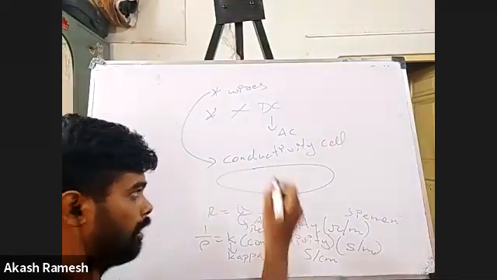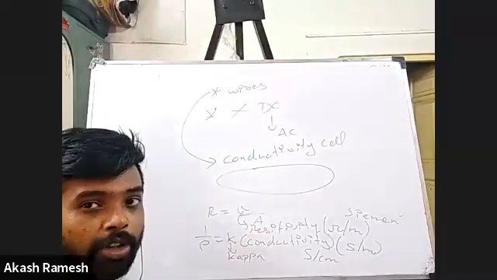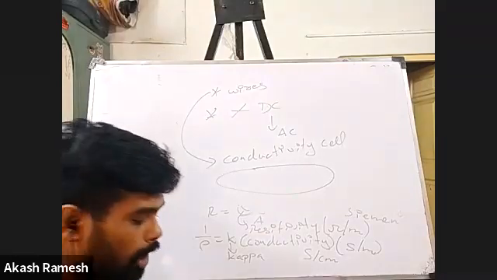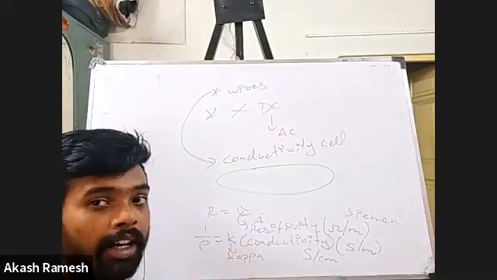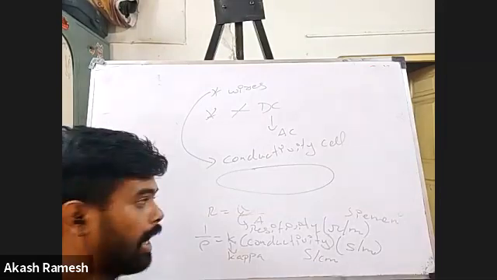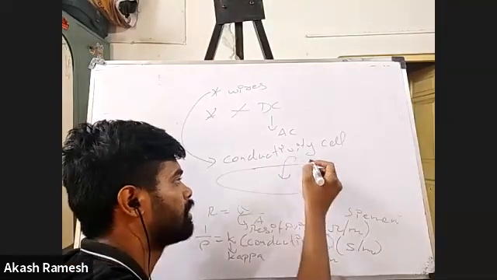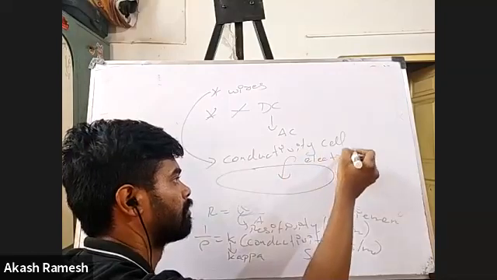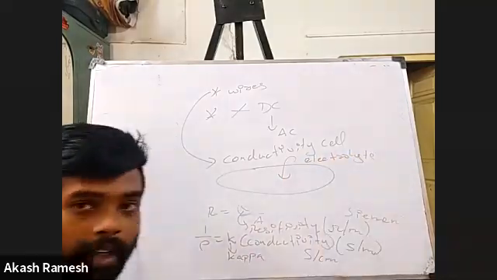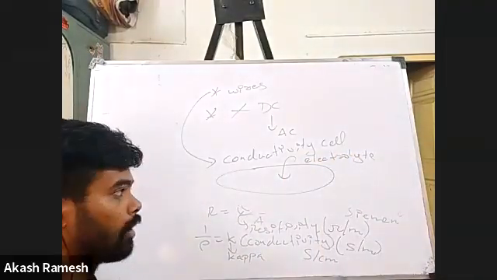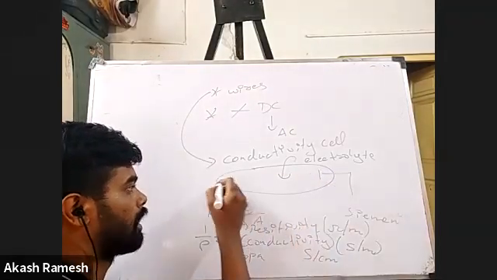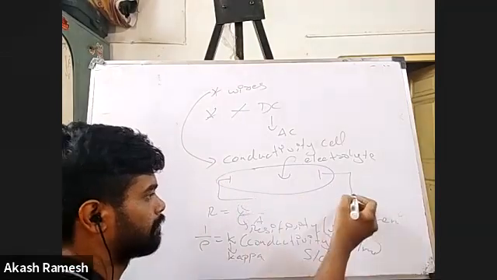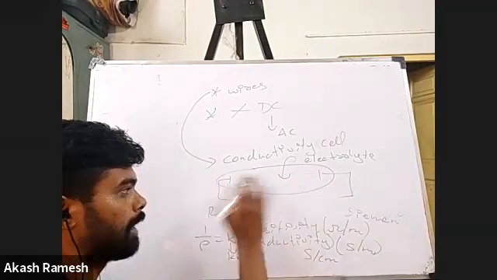If you want to find the resistance or conductance of an unknown electrolyte, what you do is you fill this tube with the electrolyte first. Now I'm going to have two electrodes placed in between.